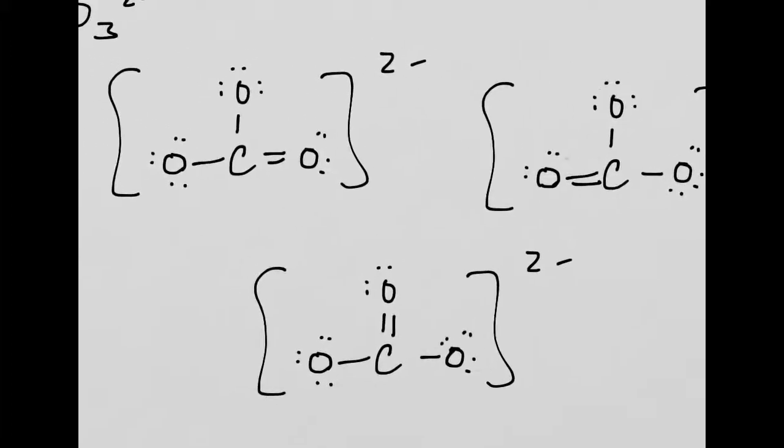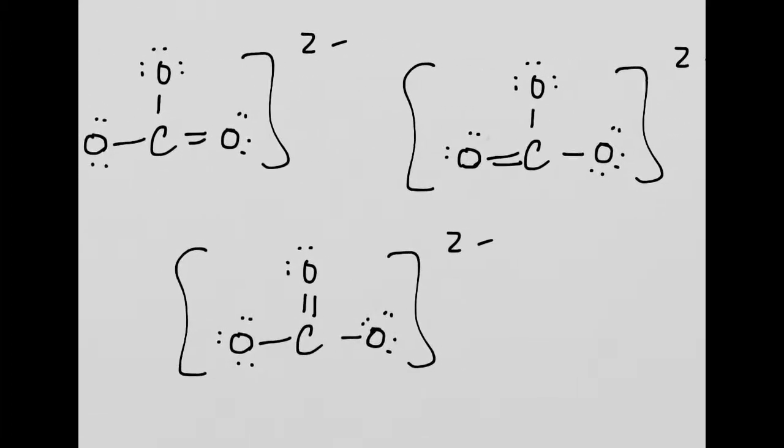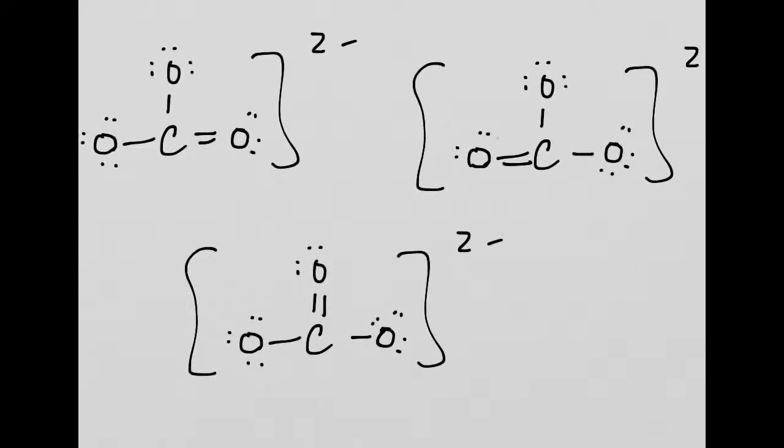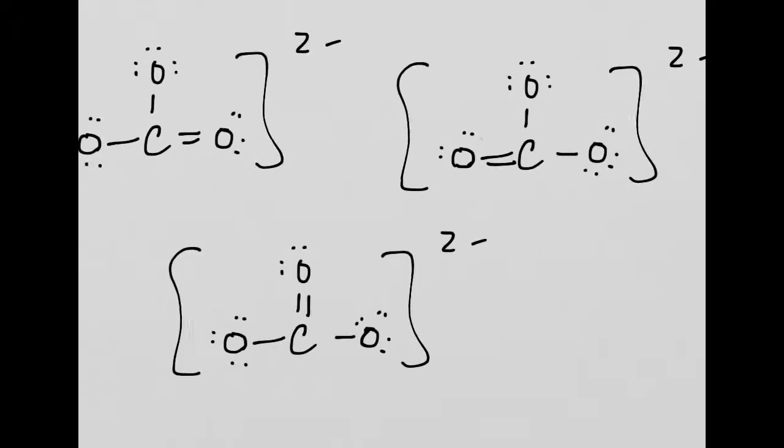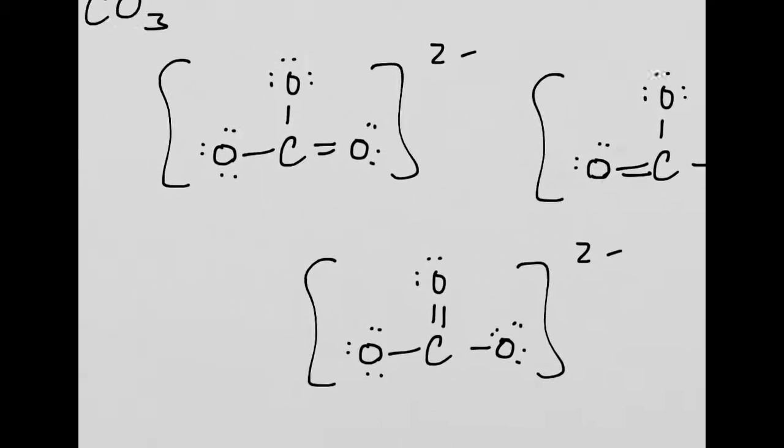Now, we refer to this as resonance, and resonance is a way to describe that there are multiple different ways in which you can draw the Lewis dot structure, and all three would be right. But again, in some ways, all three of them would be wrong at the same time in terms of the reality of what exists out there.